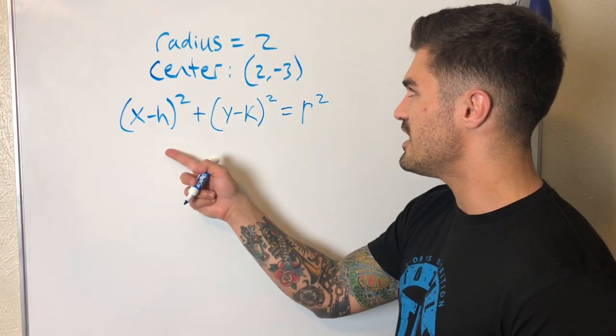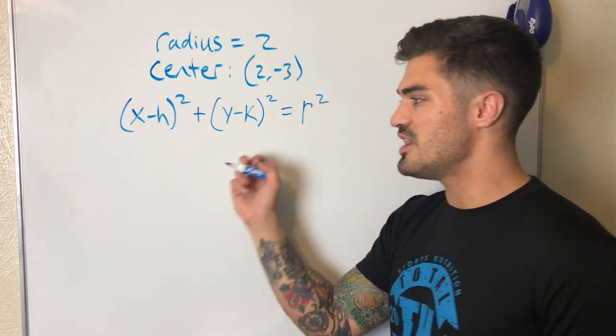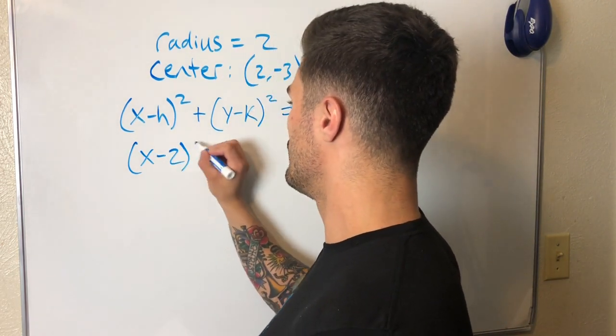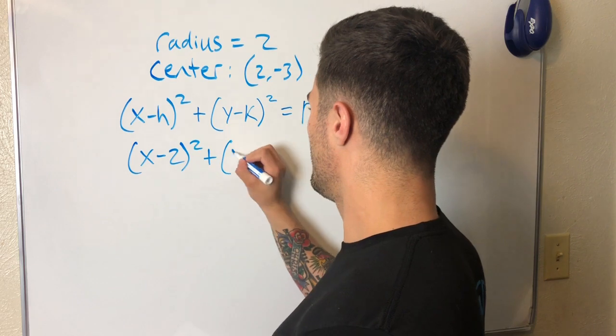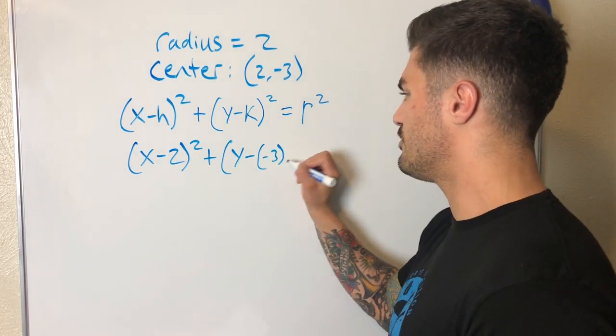So I have x minus h, and again, this is (h, k), (2, -3). So for the x minus h, I have (x - 2) squared, plus, and I have the y minus k. So this is y minus -3.